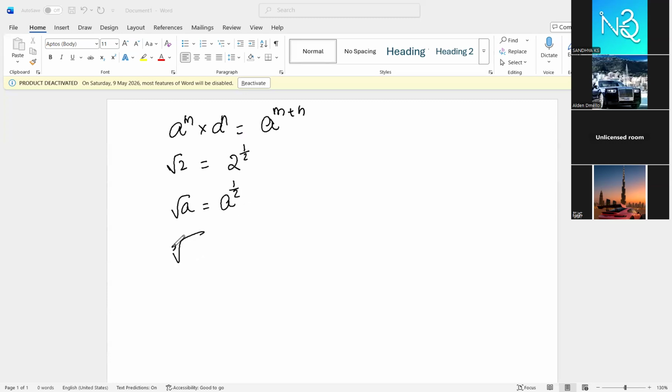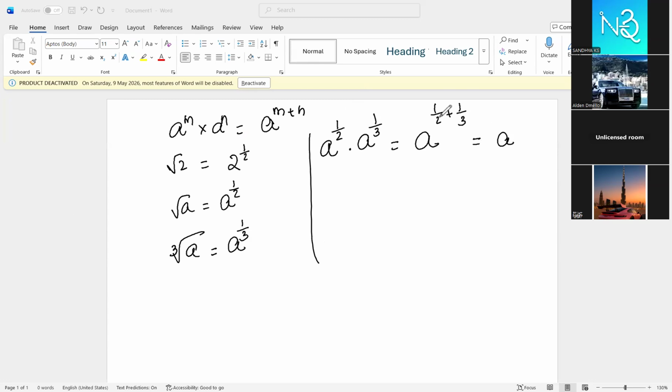Okay, cube root of a means what? A raised to 1 by 3. Yes, correct. So if the question is a raised to 1 by 2 into a raised to 1 by 3, it means a raised to m plus n, right? So 1 by 2 plus 1 by 3. That is equal to LCM, because both are fractions, right? So a raised to 3 into 2 is 6, 3 plus 2 is 5. So 5 by 6. Clear? So a raised to 5 by 6 will be our answer. Like that we are going to do. This is the next topic.